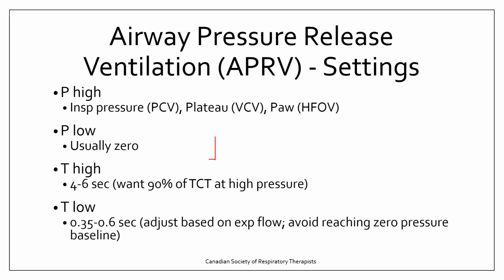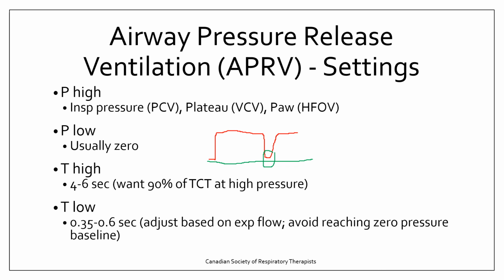We're going up to our high pressure, and we're going down to our low pressure, and then right back up to our high pressure again. And let's say this is our 0, it's not very straight, but this is our 0 baseline, and we're never actually reaching that 0 baseline before we go back up to our high pressure. Our time at high is anywhere between 4 to 6 seconds for adults, and really you want it to be 90% of your total cycle time.